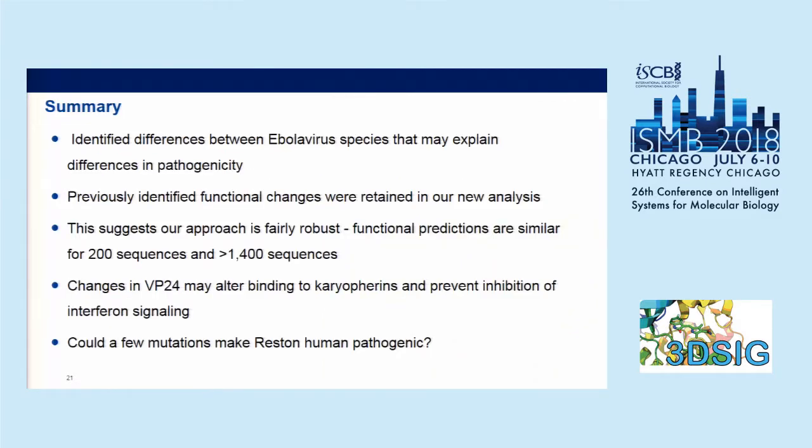So in summary, we've identified various differences between the Ebola virus species that may explain differences in pathogenicity. Our previously identified functional changes were retained in our new analysis, which suggests that our approach is fairly robust. We saw very similar results using 200 genomes and using more than 1,400 genomes. Again, we emphasize the importance of VP24, and experimental studies are starting to see the same thing. We also think that it would only require a few mutations for Reston to become pathogenic in humans.